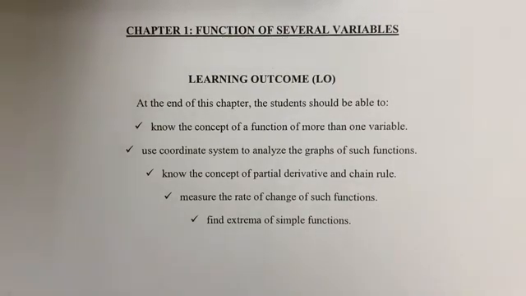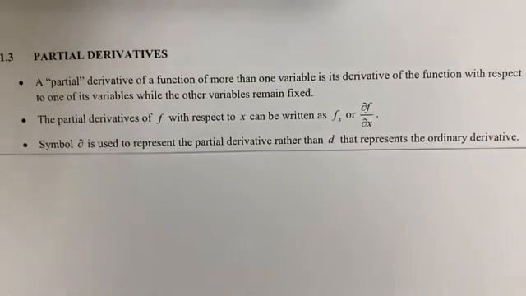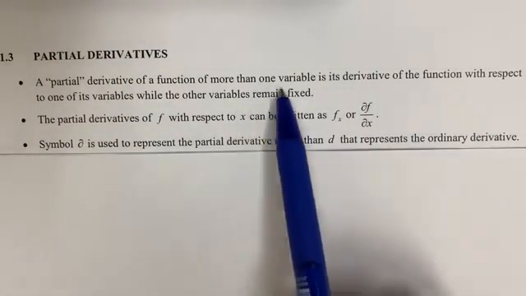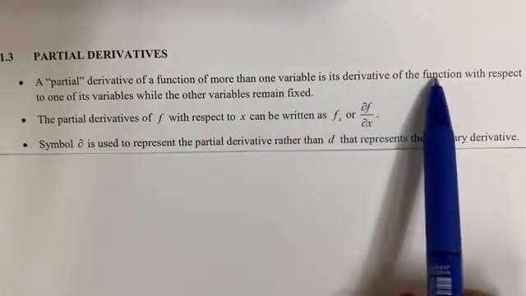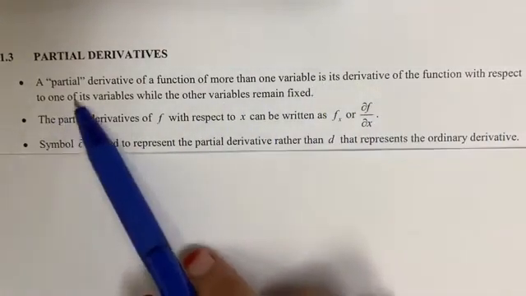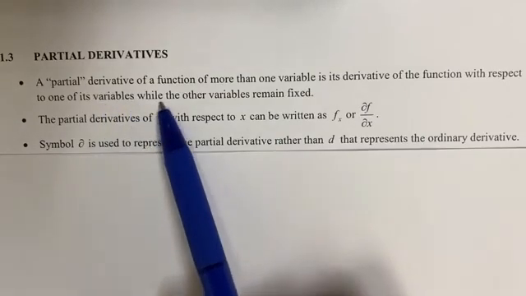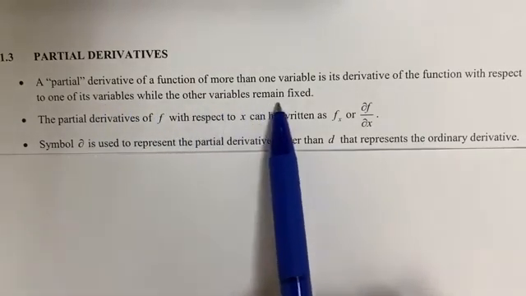So for today's video, we're going to cover the third LO here, to know the concept of partial derivative and chain rule. Subtopic 1.3, partial derivative. A partial derivative of a function of more than one variable is its derivative of the function with respect to one of its variables, while the other variables remain fixed.